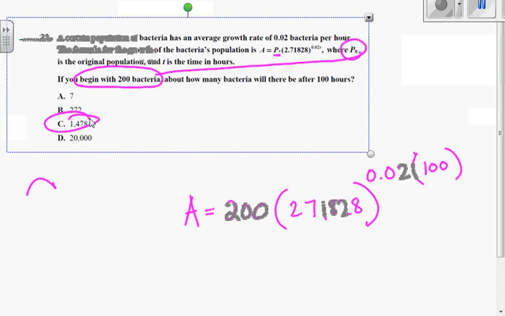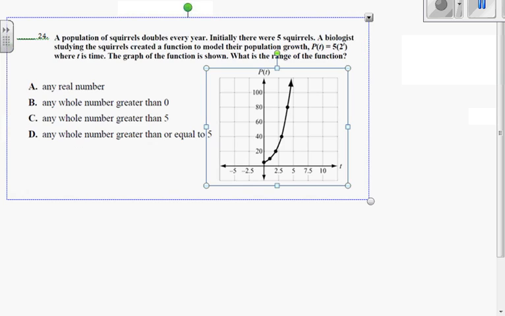We're almost done. 24, population of squirrels doubles every year. Initially, there were 5 squirrels. Okay, you started with 5 squirrels. The biologist studies with this equation. The graph is shown. What's the range of the function? Well, here's the thing. This, okay, is when you started. When you started counting. Okay, it isn't the beginning of time.